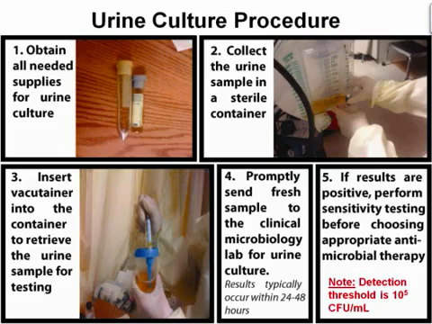Culture results usually can be obtained within 24 to 48 hours. The presence of a single type of bacteria growing at high colony counts, greater than 10,000 colony-forming units per milliliter, is considered a positive urine culture. A culture that is reported as no growth in 24 or 48 hours, or less than 10,000 CFUs per mil, usually indicates that there is no infection.